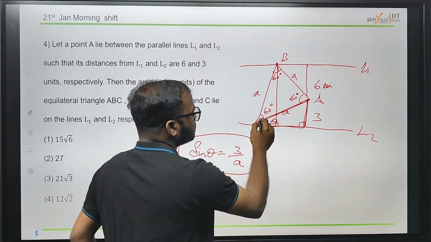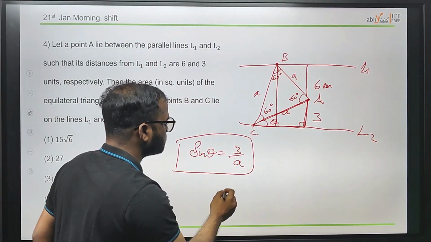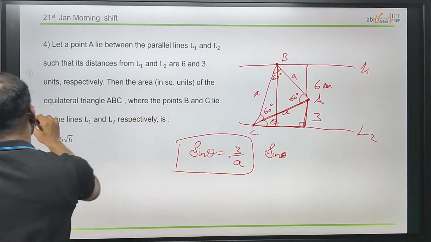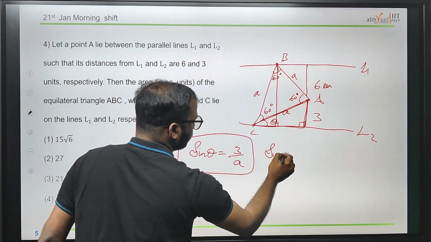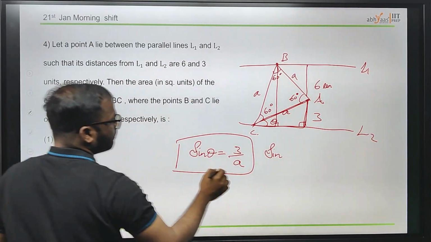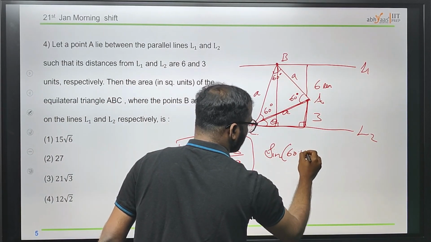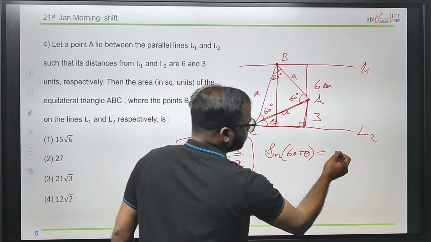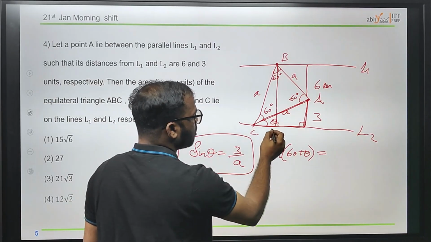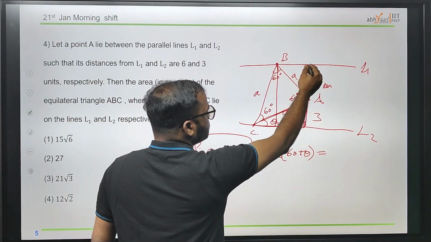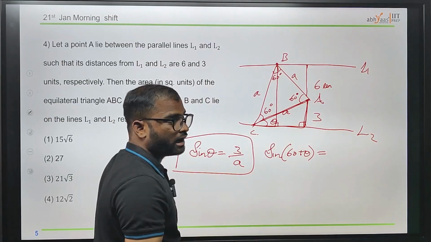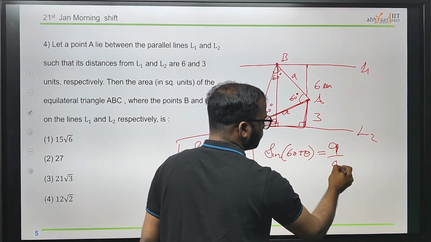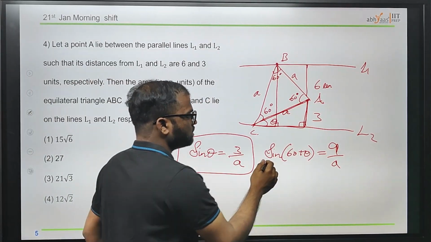Okay, after that just use this one more triangle, which gives sine of 60 plus theta, which is opposite by hypotenuse. If we see the opposite of this, 6 units plus 3 will be our 9. Therefore we have 9 divided by hypotenuse, which is nothing but our A. That's how we can easily find the sine of 60 plus theta.